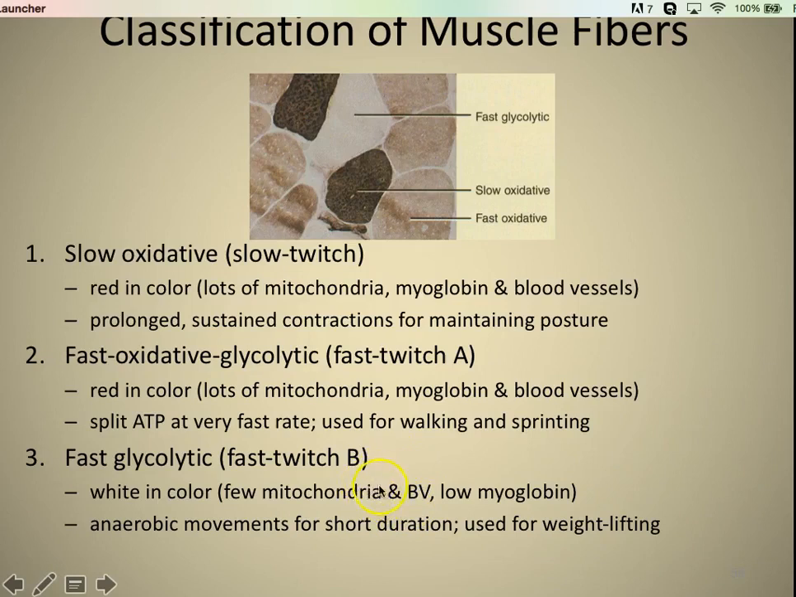So this means if you're not making ATP via aerobic respiration, you're doing it via anaerobic. And as we had talked about in a previous lecture, anaerobic is really good for short duration kinds of things. Things like weightlifting. Usually, when you're weightlifting, you're lifting a really heavy weight, fairly quickly. It's not prolonged like walking, sprinting, or maintaining your posture.